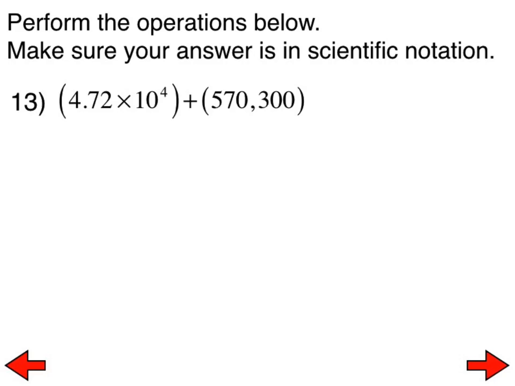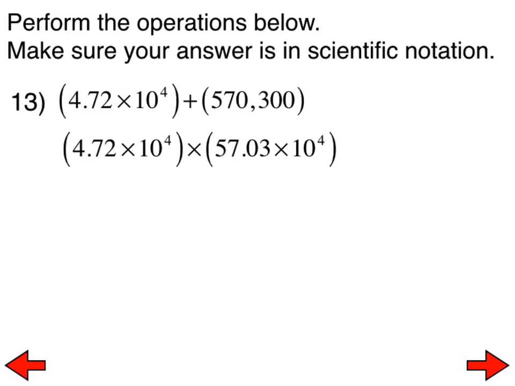Now notice in 13 and 14, 13 is adding, 14 is subtracting. All right, so remember when we're adding or subtracting, we have to have like terms. So I'm going to turn 570,300 into a power of 4. So most of you probably started with turning it into scientific notation, but I knew we needed it to be a power of 4 as far as the 10 to the power of 4.